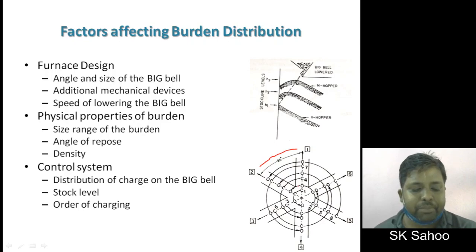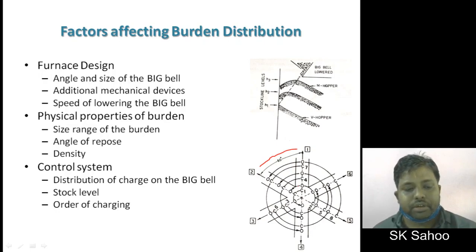If we take an example, let it be a 6 feet stock level. For instance, it is located 6 feet below the zero stock line. That means the distance from the zero stock line to the contour of the raw material is called the stock level.